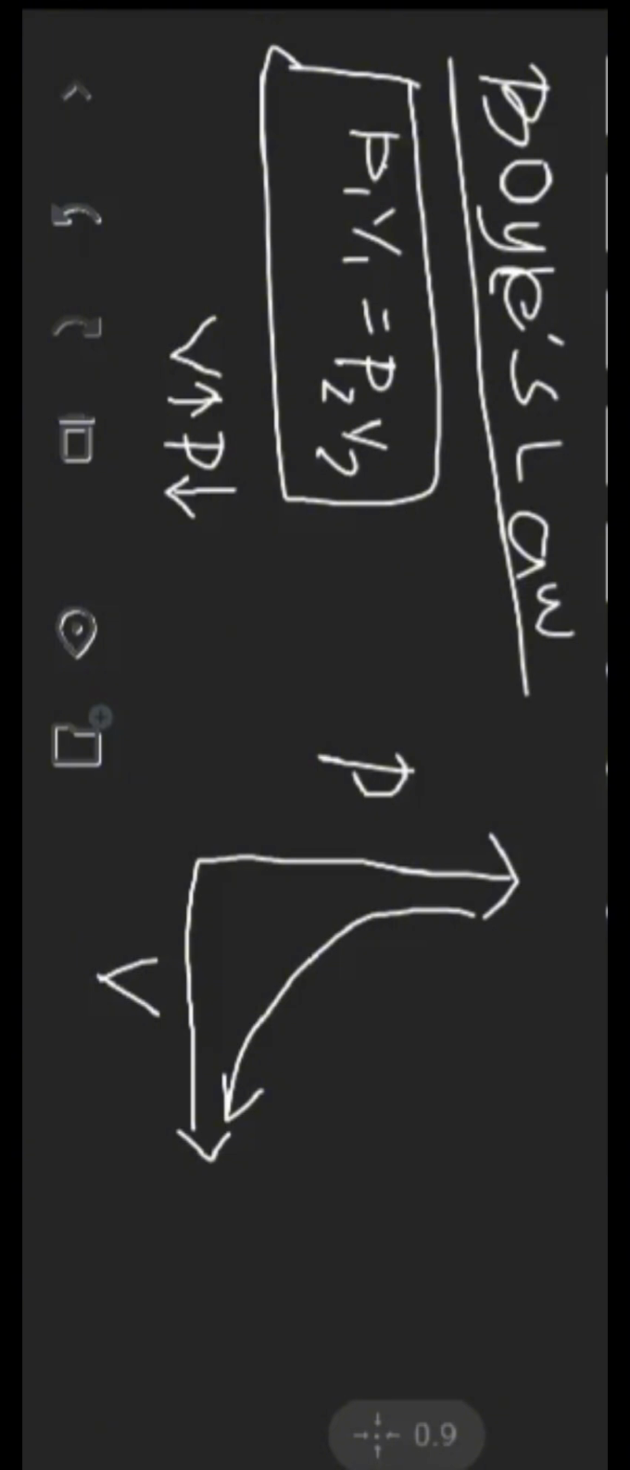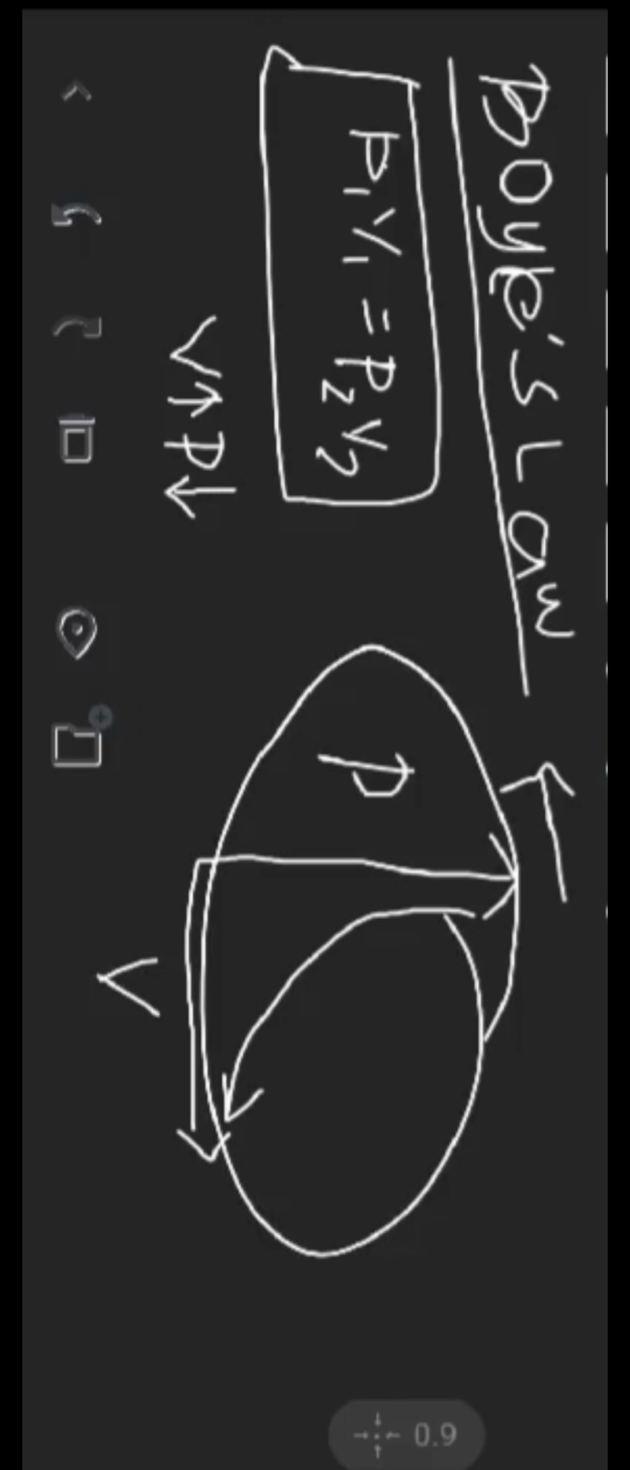You might see this in a multiple choice practice test, or you might be given 4 or 5 graphs and need to know which one is associated with Boyle's law.